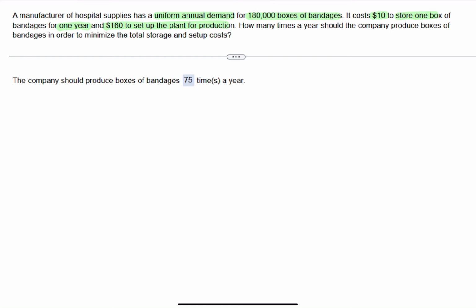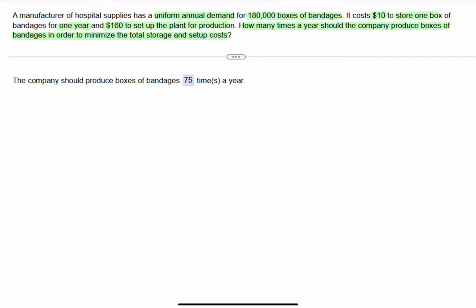You have a big factory, and every time you produce these boxes of bandages, you have to pay $160. Now you can decide to produce all 180K bandages once, or you can decide to produce them multiple times a year. But every time you run the production, you have to pay $160. That's the production cost that you're paying. So now what they're asking me is, how many times a year should the company produce boxes of bandages in order to minimize the total storage cost and setup cost?